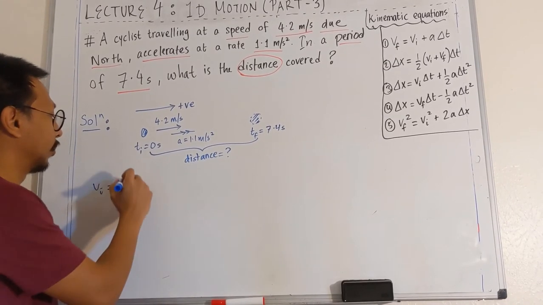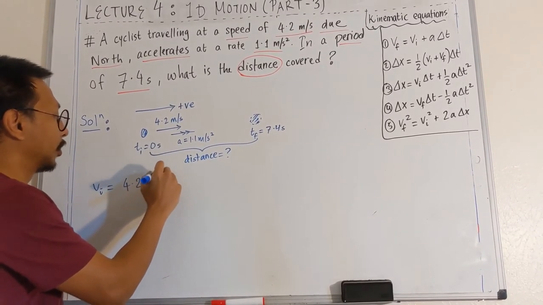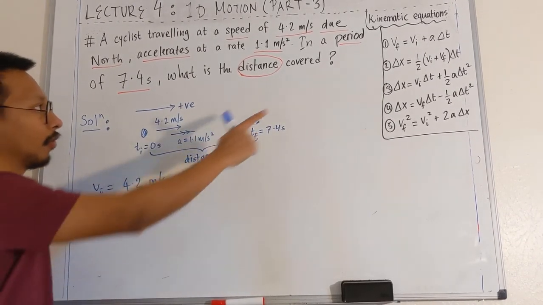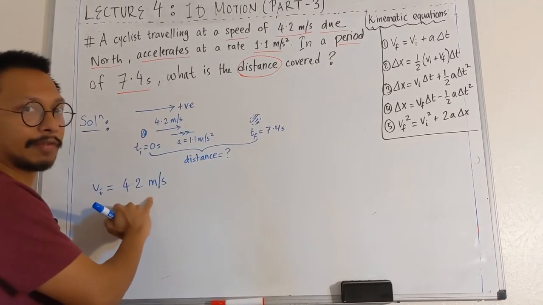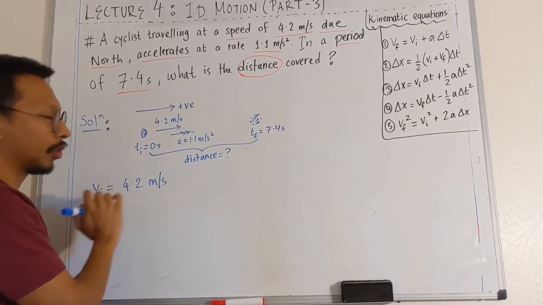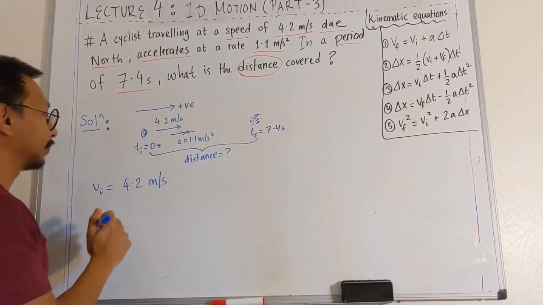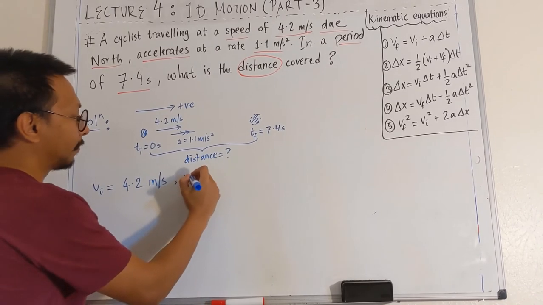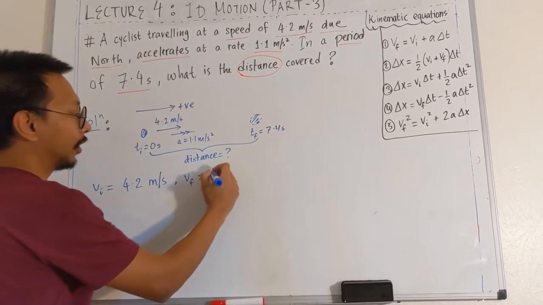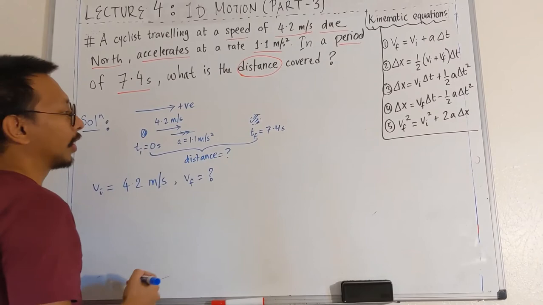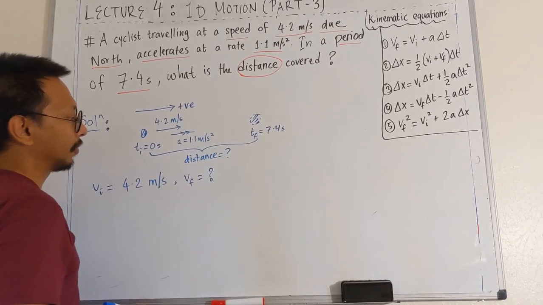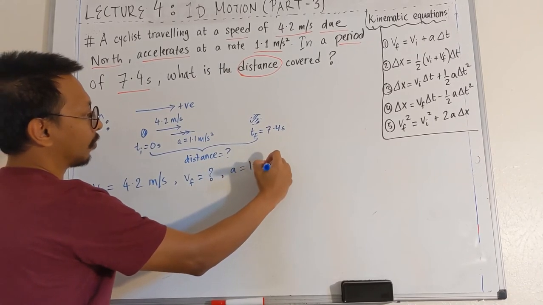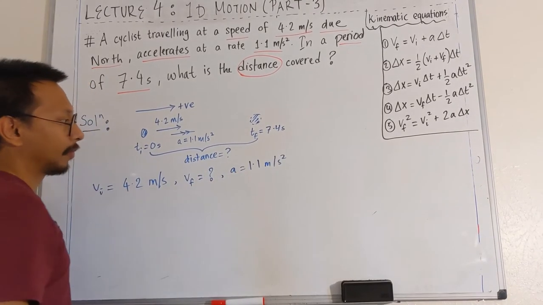Vi is equal to 4.2 meters per second, which is moving in the positive direction, so it's positive. Remember, apart from time, everything is a vector, so you have to be very careful with what sign you are using. Vi is this. Do we know Vf? Not really. We are not told anything about the final position. Do we know acceleration? Yes, we do. It's constant at 1.1 meters per second squared.